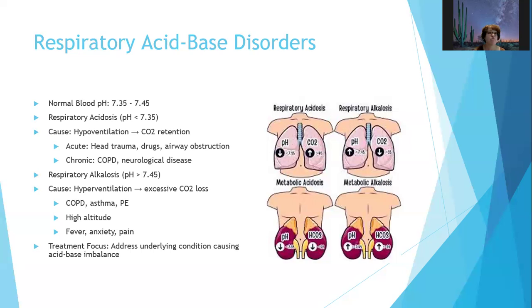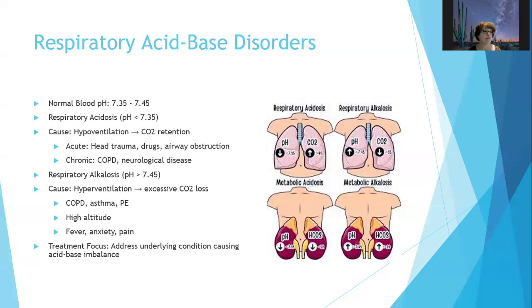So respiratory acidosis can be an acute or a chronic condition. A lot of people with chronic obstructive lung disease live in a state of respiratory acidosis. So they're slightly acidic. They're not to the really bad end of it. But acute respiratory acidosis is considered a medical emergency that's associated with head trauma, cerebral disease, neuromuscular disease, drug overdose, or airway obstruction, or an acute asthma attack.